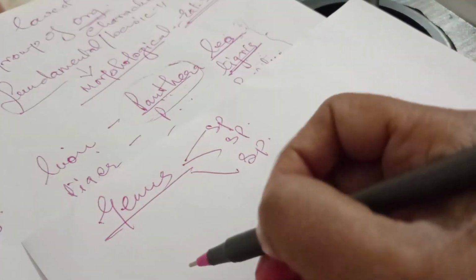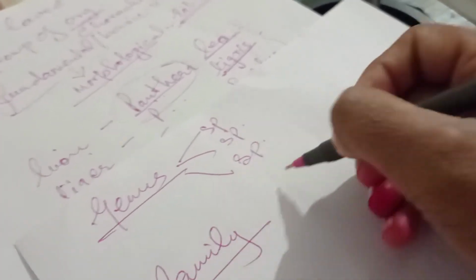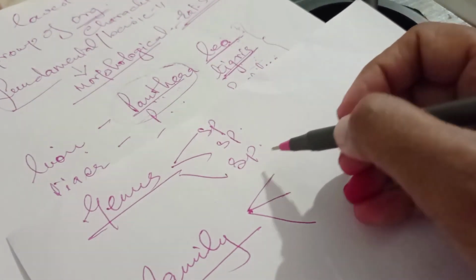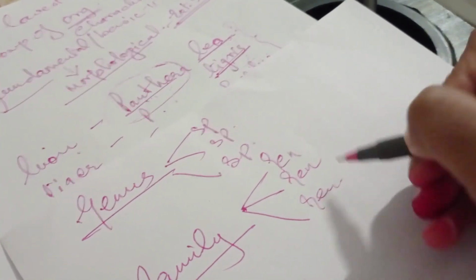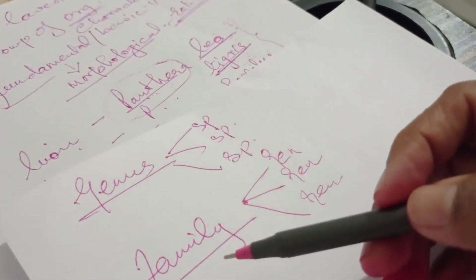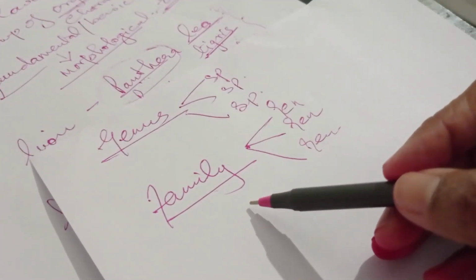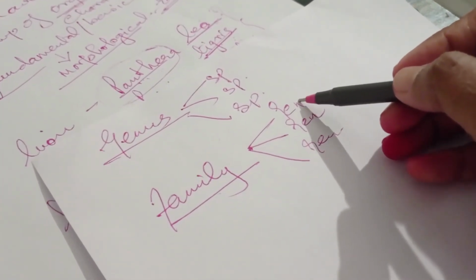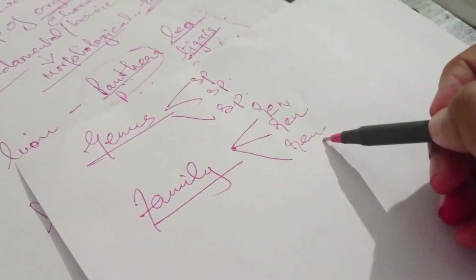Similarly, the order goes on. When we come above genus, what is there? Family. Each family, or you can say in a different manner, many genera come under a single family. There are many genera in a family. So how will you define family? Family is a group of related genera. Genera means genus; plural is genera. The group of related genera is called what?